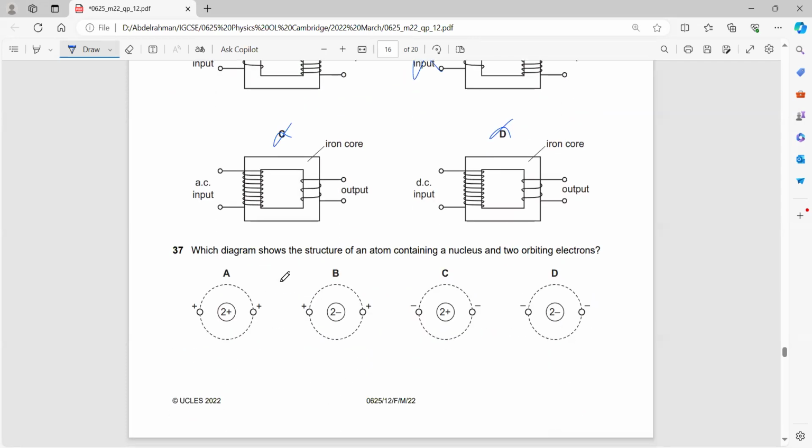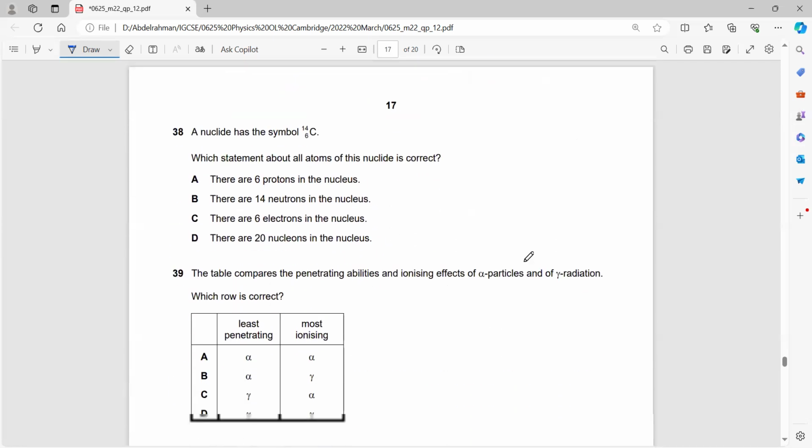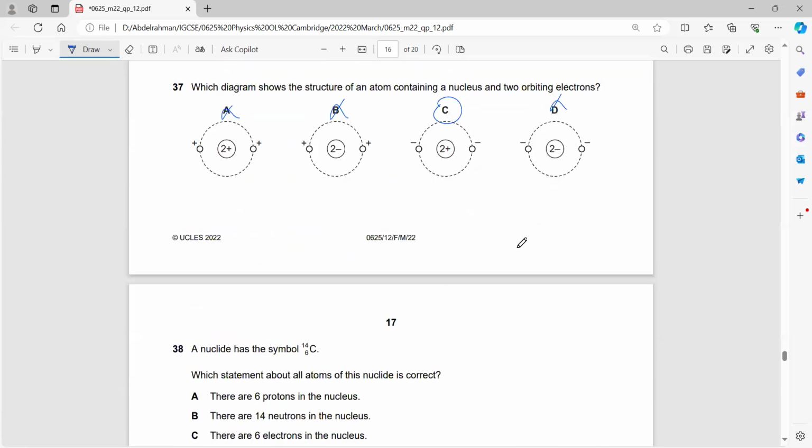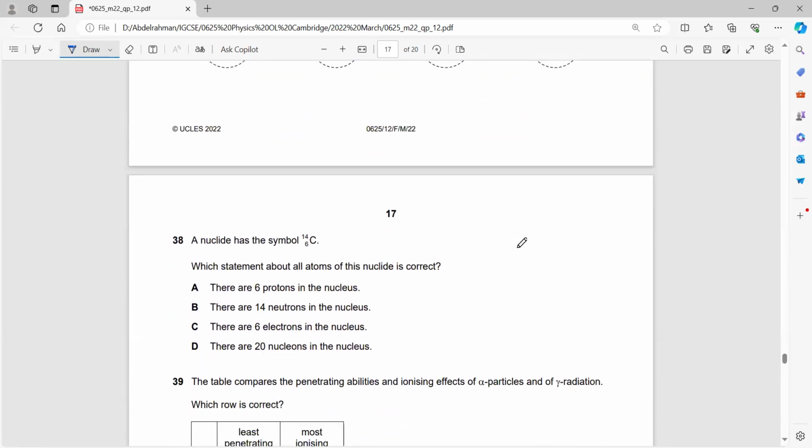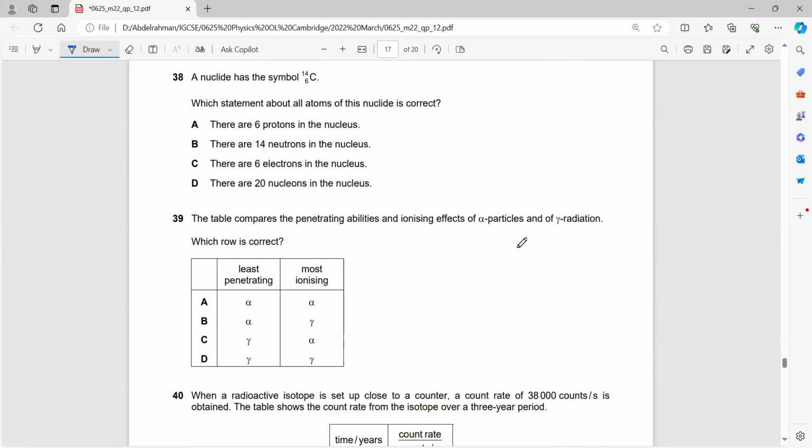Which diagram shows the structure of an atom containing a nucleus and two orbiting electrons? Quite easy. Which of these is the atom? Cannot be B. Cannot be D. It cannot be A. It's only C, of course. Definitely it's C. Yep, 37 is C.